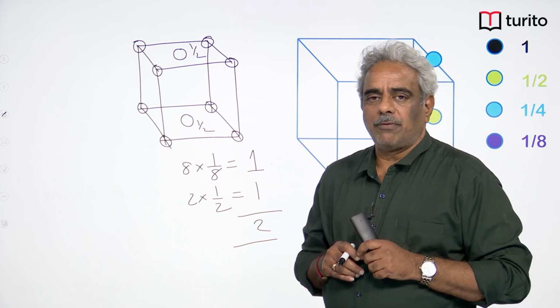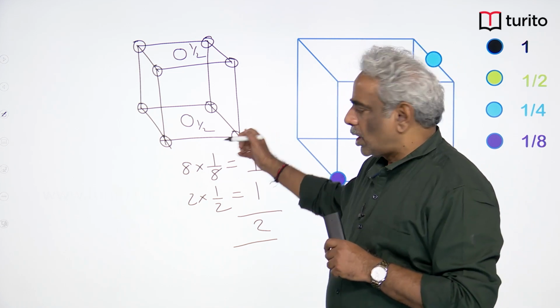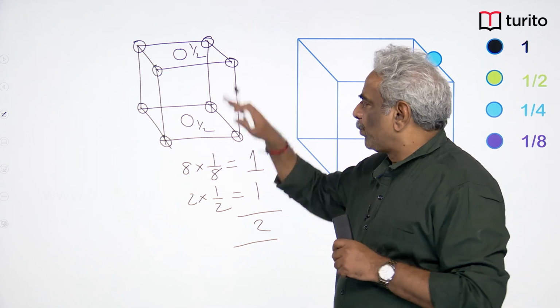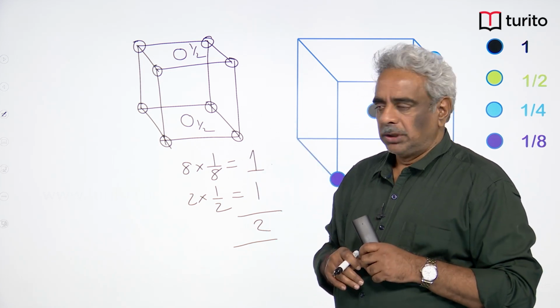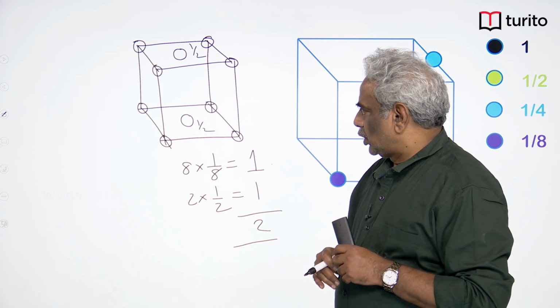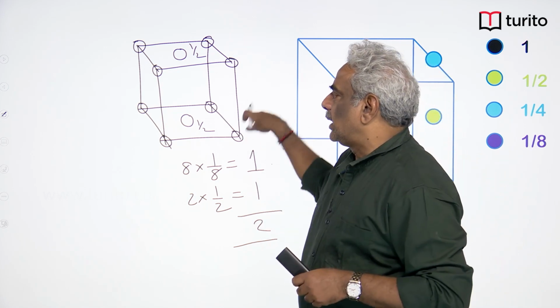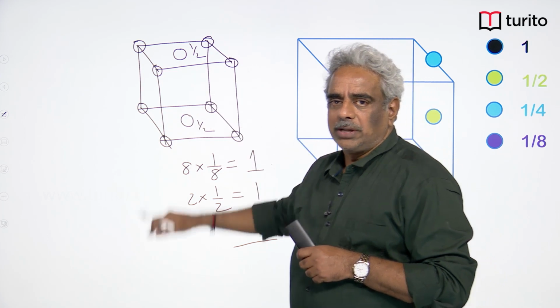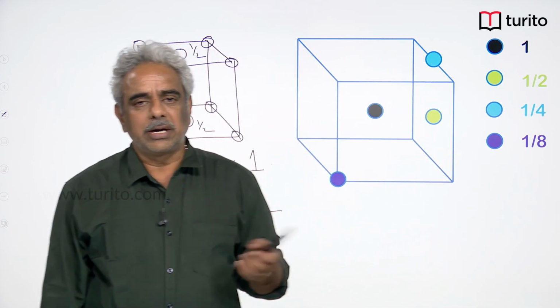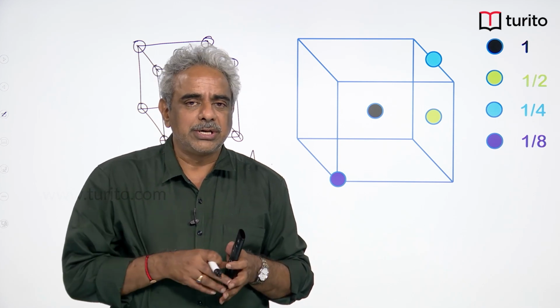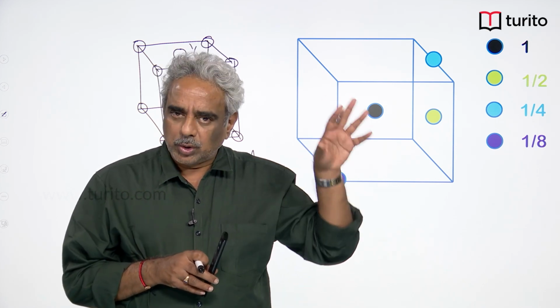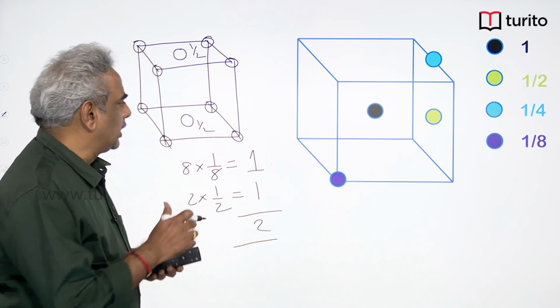Face contribution is half, 2 faces. Corner contribution is 1/8, 8 corners you have got atoms. So 8 into 1/8. So I advise you not to count physically. 8 are there in the corners, 2 are there in the faces. Therefore, saying there are 10 atoms is a wrong calculation. The correct calculation is 8 into 1/8, 2 into 1/2. I will give one more example.